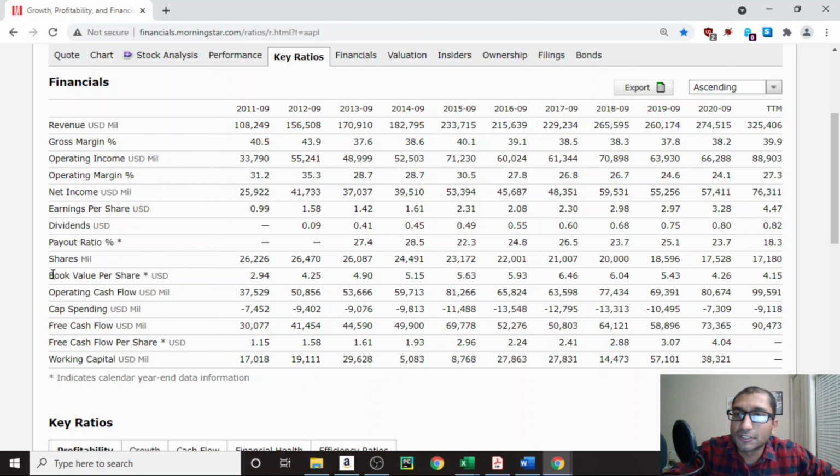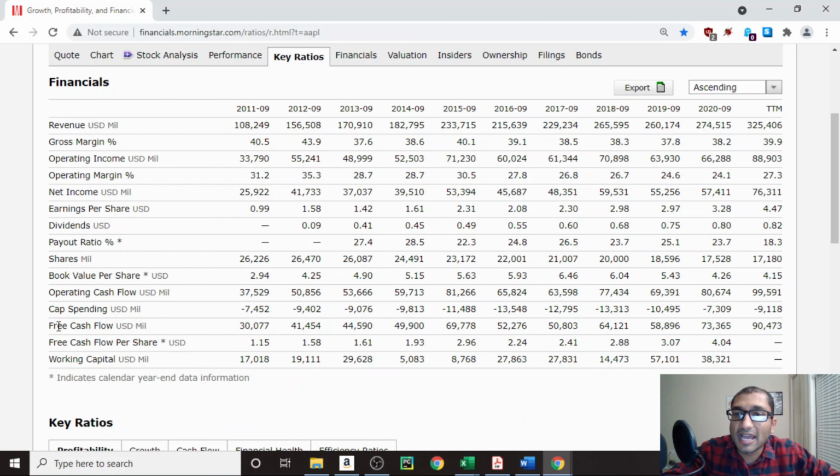Next, looking at the book value per share. The book value is what we get when we subtract the company's total liabilities from its total assets. Back in 2011, Apple's book value was about $2.94 per share, and for the trailing 12 months, it's at $4.15 per share. Over the past 10 years, the company's book value has always been positive, which tells us that Apple always had more assets than its liabilities on its balance sheet.